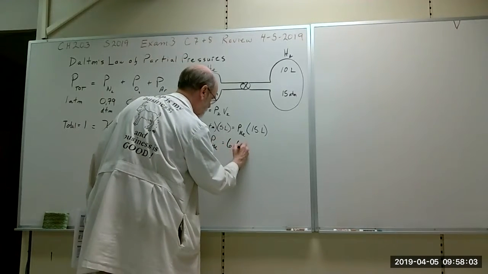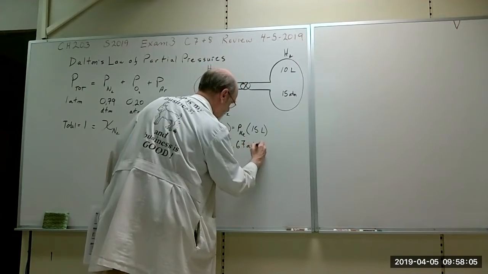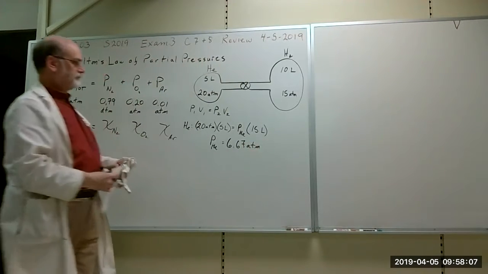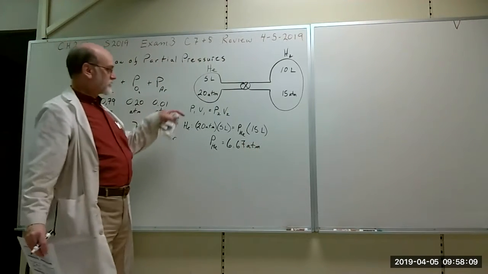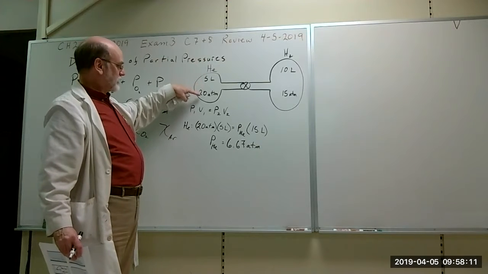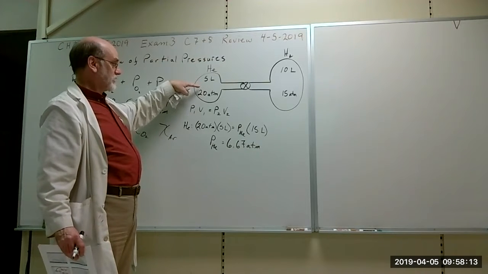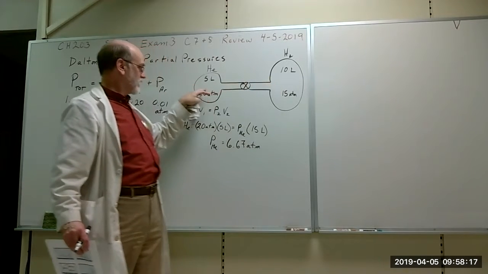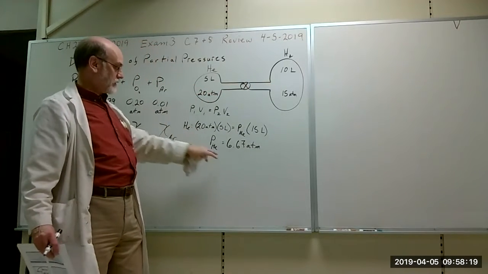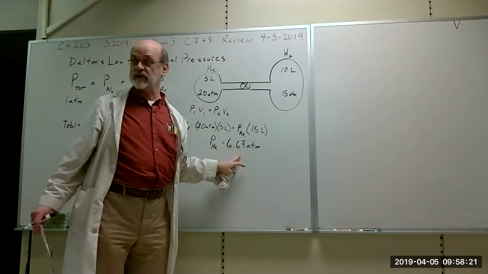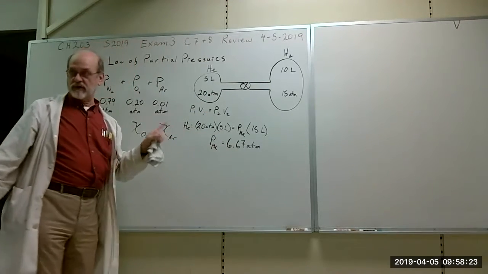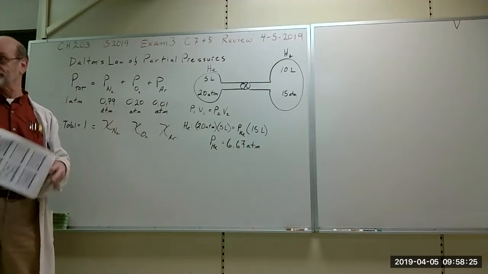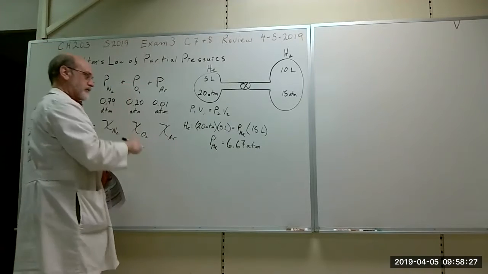6.6667. Does that make sense? We're taking 20 atmosphere pressure and expanding it into an additional 10 liters. So the pressure should go down. It went from 20 to 6.67 due to helium. Okay? Now let's go the other direction.